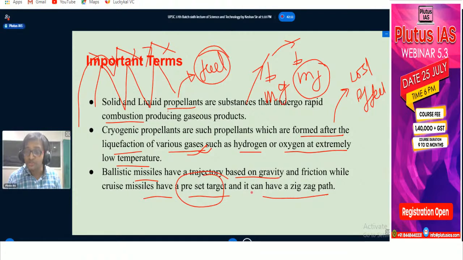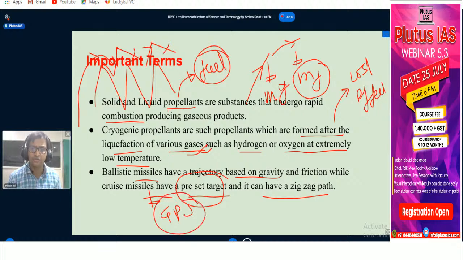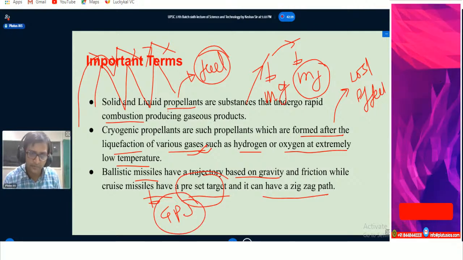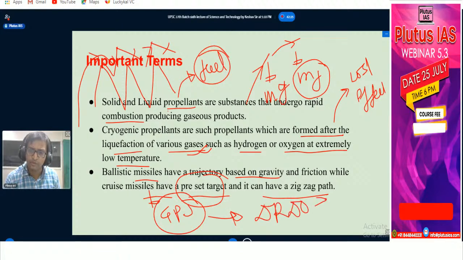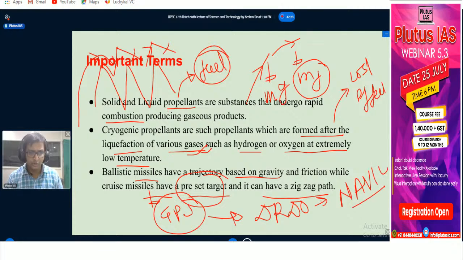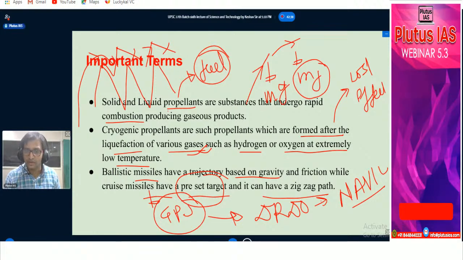Yes, cruise missiles can also use GPS technology, or any other technology provided by, like if DRDO uses, suppose, our NavIC system, then DRDO can go with NavIC. So GPS technology, or the proper word, navigation technology, will be there. Okay, so now it is clear.